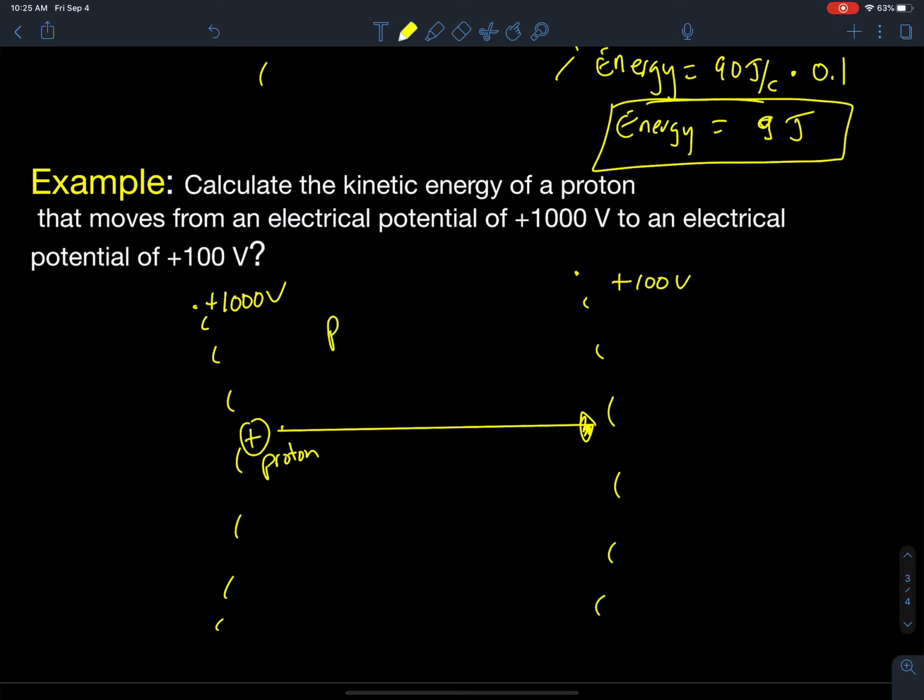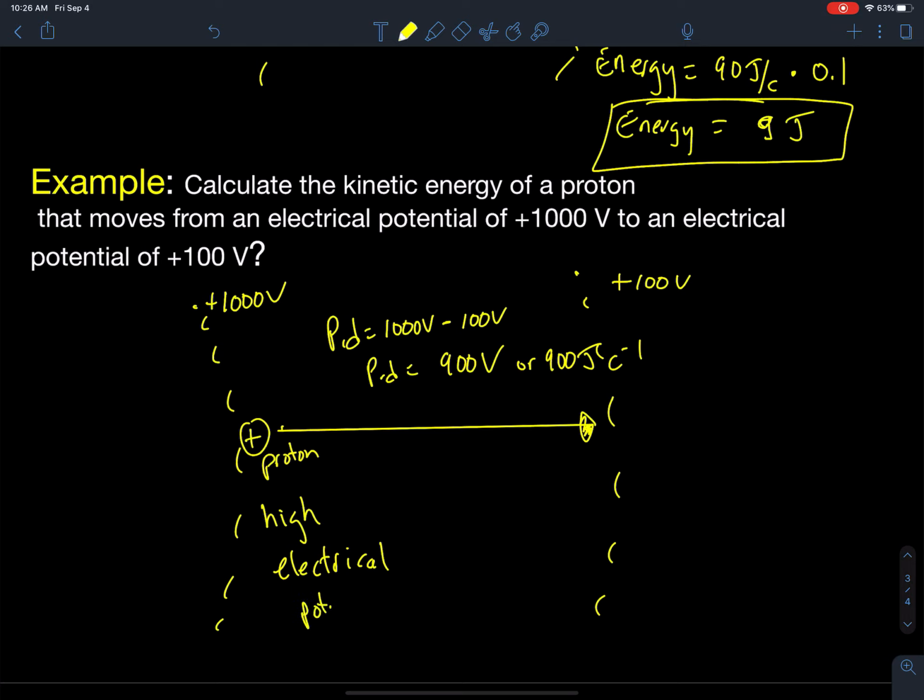So remember, the potential difference is equal to 1000 volts minus 100 volts. So I'll have a total potential difference of 900 volts, or 900 joules per coulomb. If I wanted to calculate the energy released, at this point it's at a higher potential. So this object has high electrical potential energy.